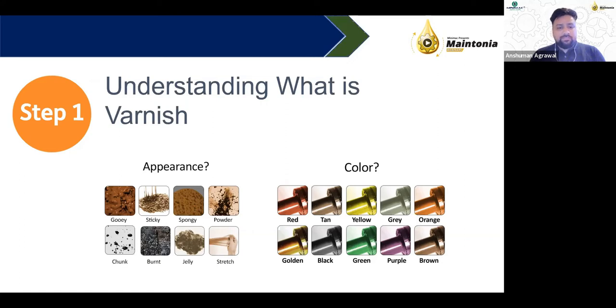Hence, we are trying to explain that the appearance of varnish can be any of these. It can be a sticky or gooey material. It can be spongy. It might also be in the form of a powder. As we move on to the next slides on how varnish is formed, you would understand that it's some kind of hydrocarbon byproduct which gets produced because of certain degradation of oil, and hence it can take up any shape, any form, any appearance, and also any kind of color.